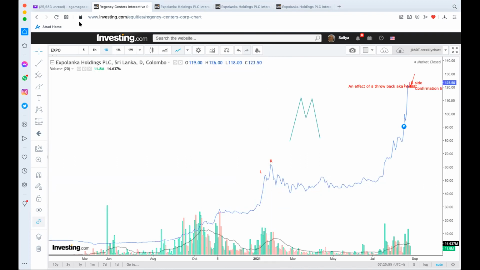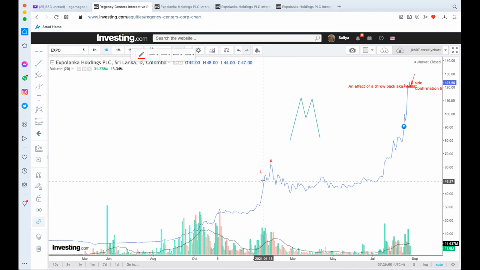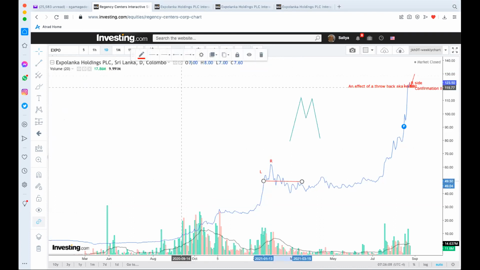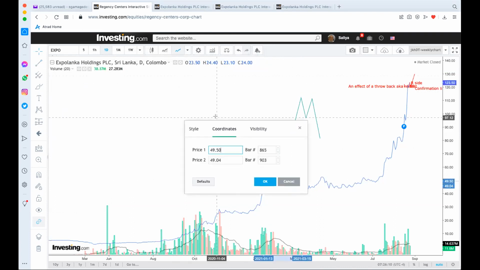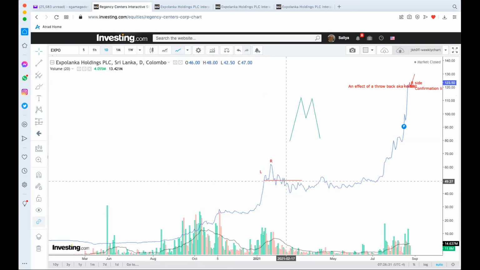We are going to use this line and put a horizontal line at that point. Now this is the closing price at 50 rupees. So 50 rupees is what we are going to type here, right? So at 50 rupees.